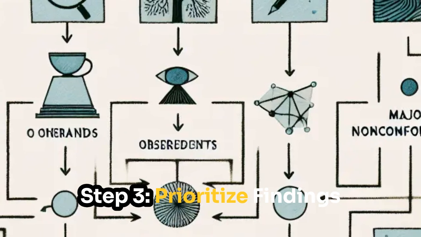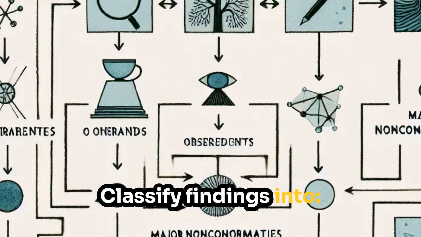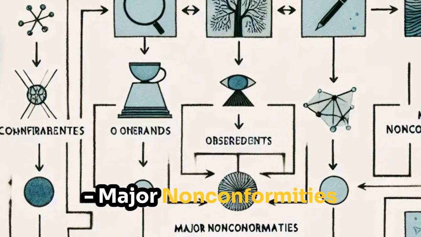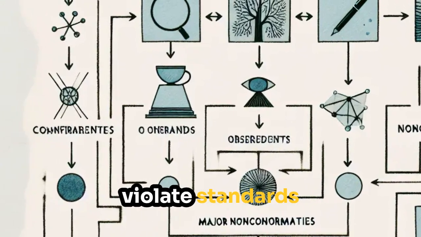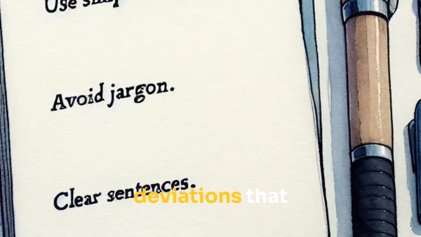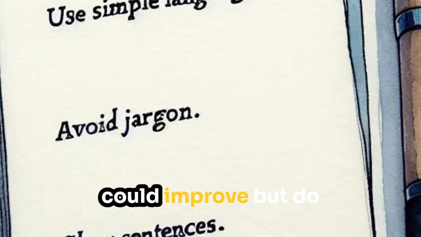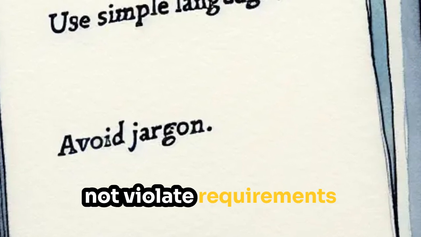Step 3. Prioritize findings based on risk and impact. Classify findings into: major nonconformities, critical issues that violate standards; minor nonconformities, smaller process deviations that need improvement; observations, areas that could improve but do not violate requirements.